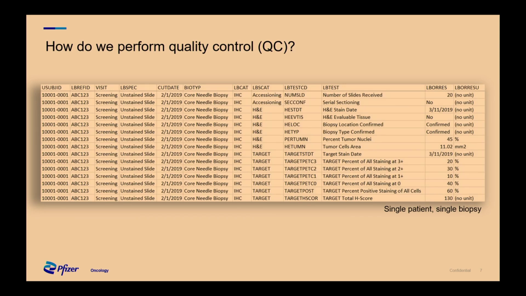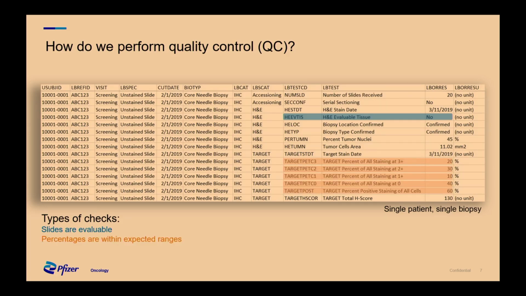Some of the things we might look at is the person who was performing this test, did they think they could actually evaluate it? Was it acceptable? We're looking for these values to say yes. Other things we might see in the data set are percentages, and we want to make sure these are all numbers between 0 and 100.